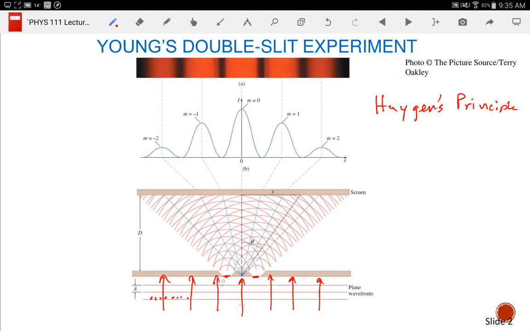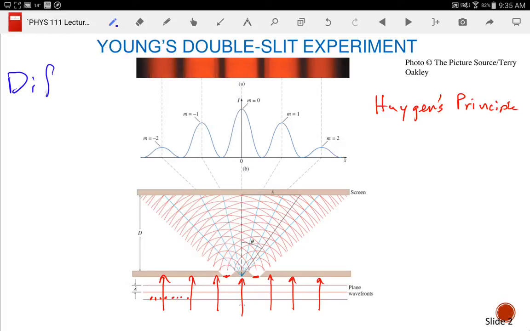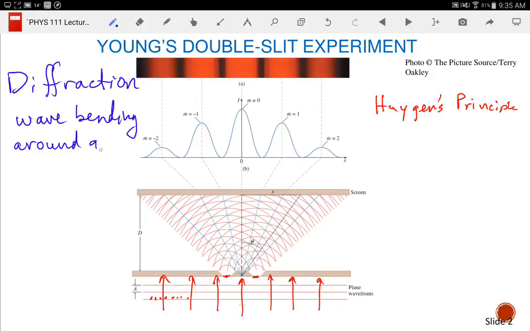And so that means the light that goes through this little slit is going to go out in all directions. It's not just going straight through. It goes out in all directions. We call that diffraction, light bending around a corner. So let me get that word up here. It doesn't only work for light, it works for any wave. So it's a wave bending around a corner.